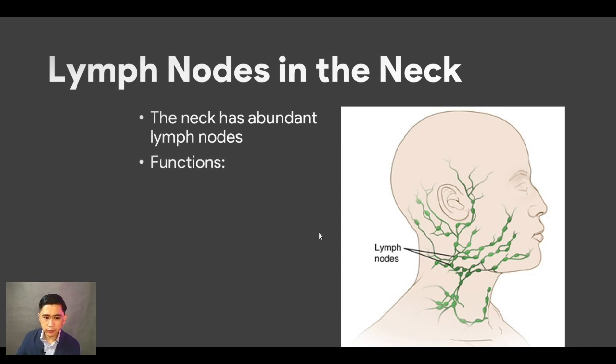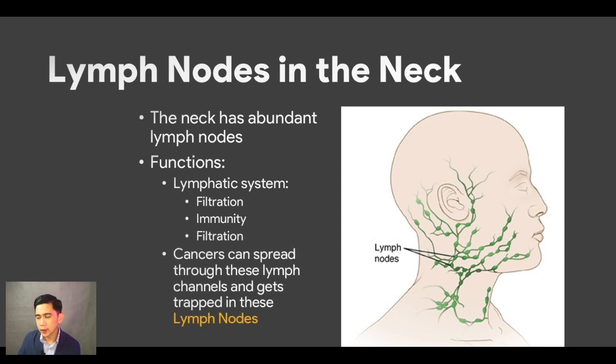The lymph nodes in the neck are part of the lymphatic system. They have immunity functions and filtration functions. Cancers can spread through these lymph channels and get trapped in these lymph nodes. So as we can see in our patient, the patient has enlarged lymph nodes, primarily because the cancer of the thyroid has already spread into these lymph nodes.